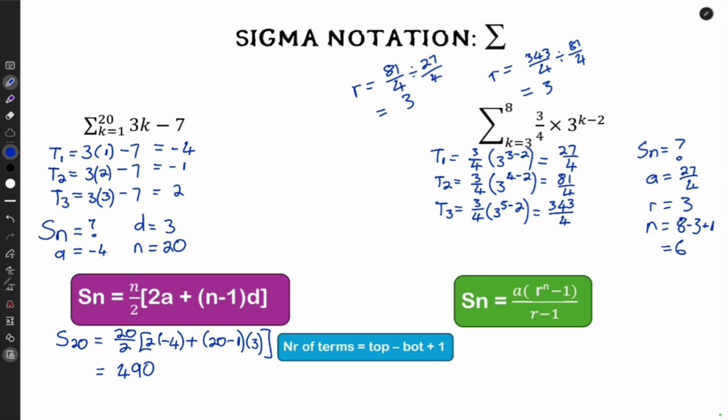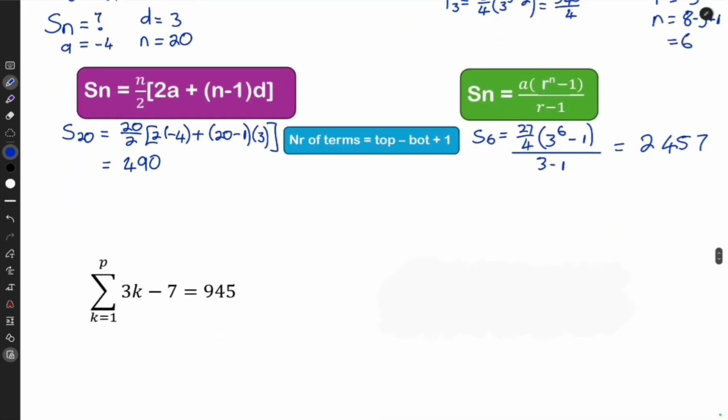Okay, now I can sub it into this formula and get the answer. So S6 is equal to my A value, 27 over 4, my R value, 3 to the power 6 minus 1, all over 3 minus 1. My calculator tells me that this answer is 2457. There we go. That is the most basic of sigma sums. Okay, so most of the time, this is what you're going to see in tests and exams. Okay, so don't get intimidated. But let's do one that's a little bit more advanced, but not too bad.